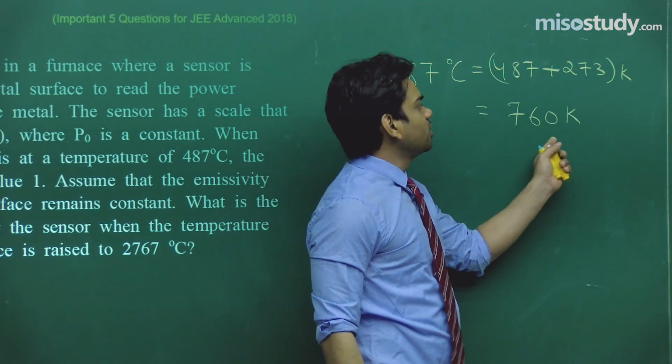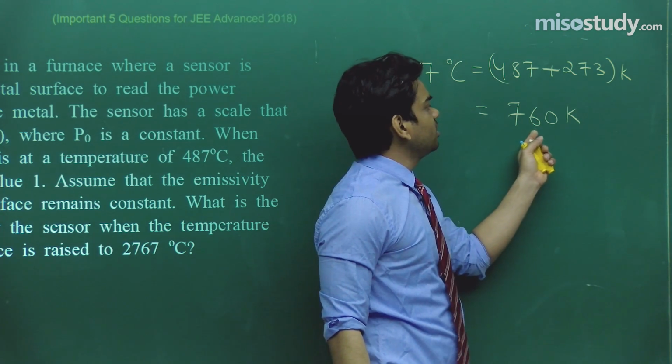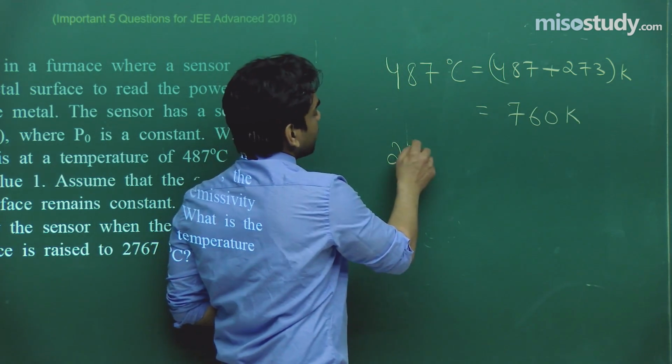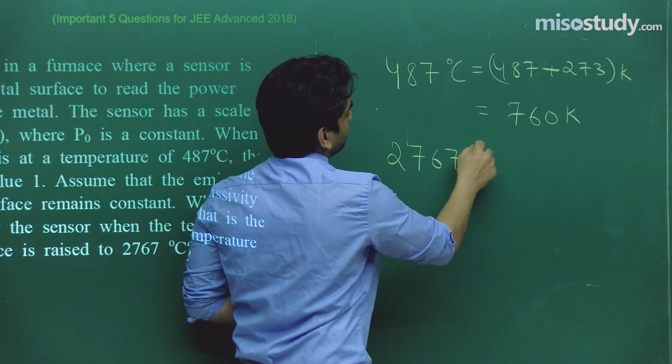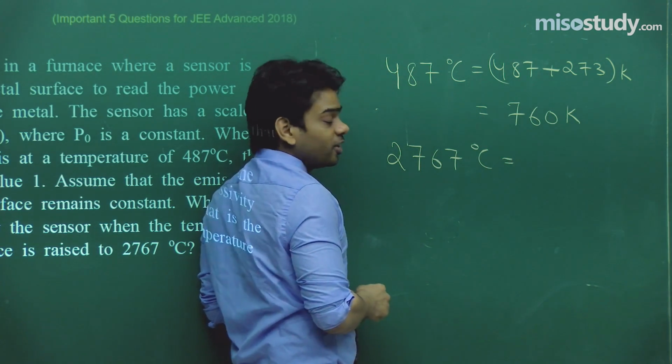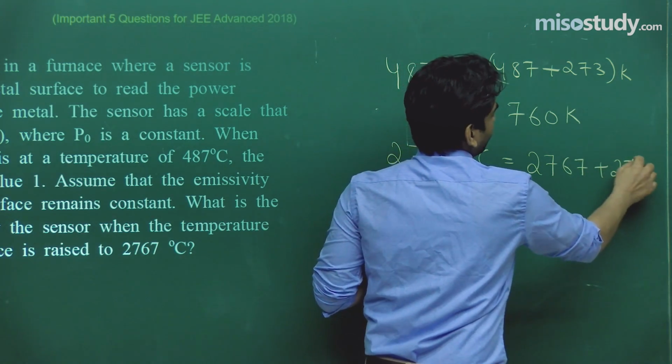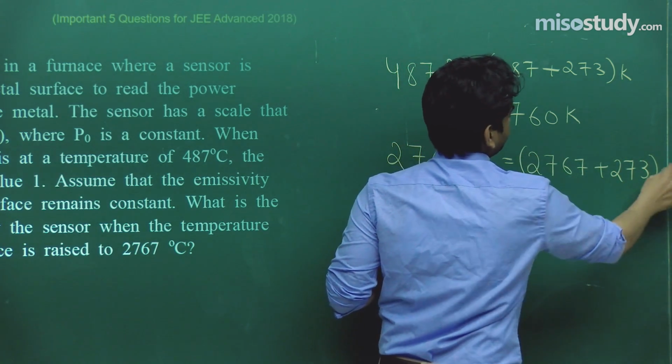3 plus 7, 10, 0. Then we will be having 1, 9 plus 7, 16. And 1 plus 4, 5 plus 2, 7. 760 Kelvin. Then we have 2767 degrees Celsius converted into kelvins, because somewhere we will be finding its help.